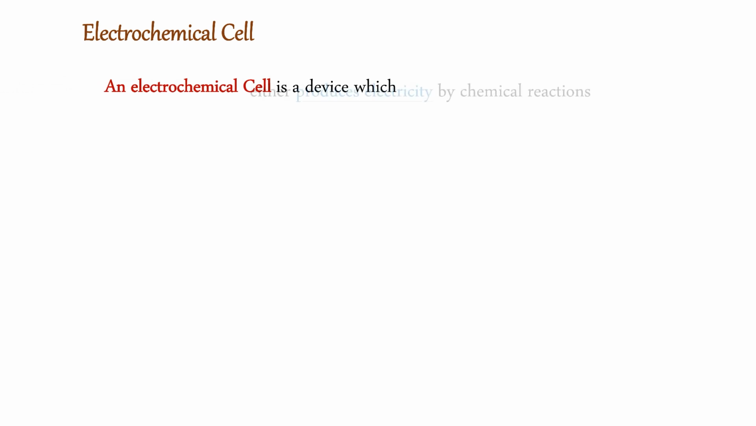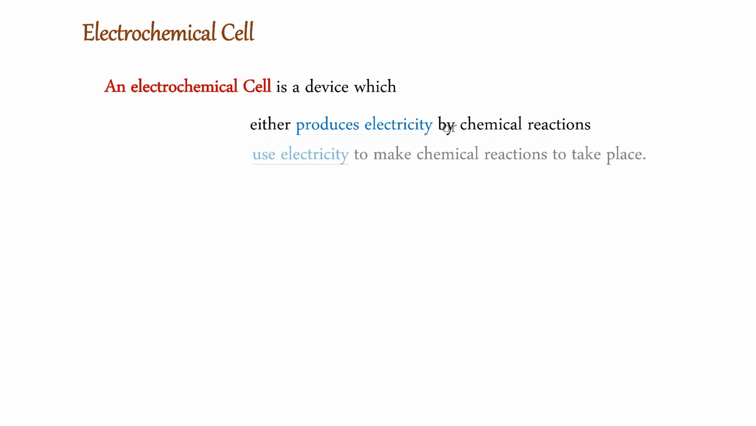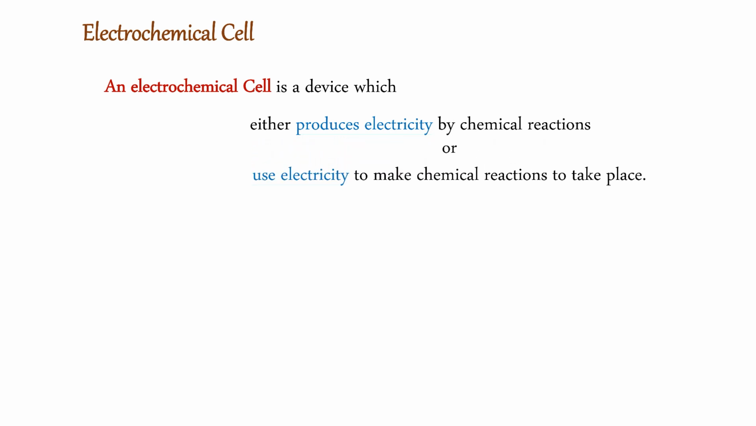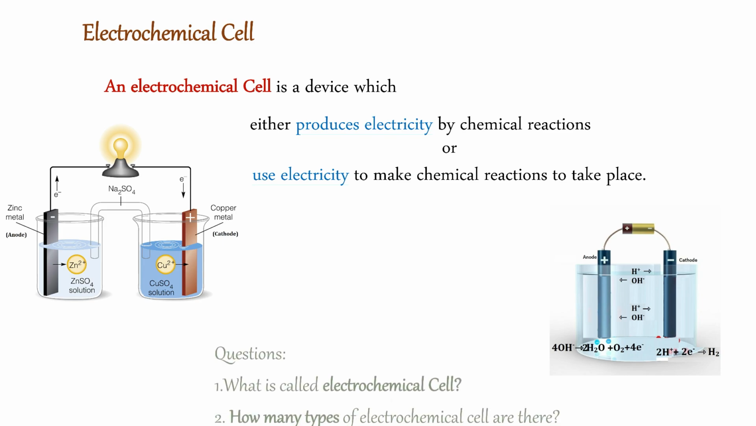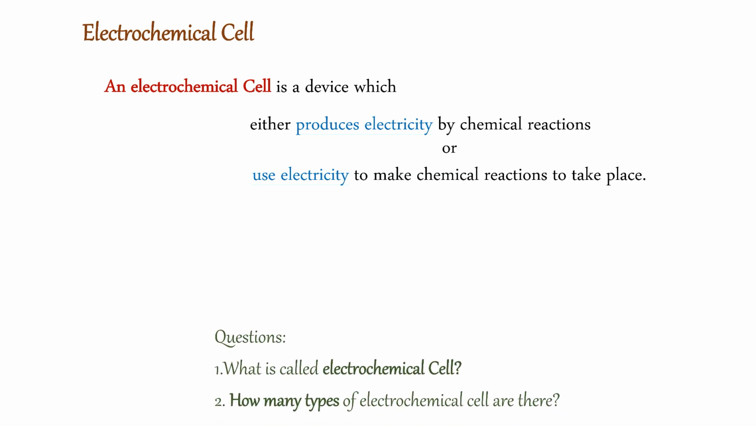Electrochemical cell. An electrochemical cell is a device which either produces electricity by chemical reactions or uses electricity to make chemical reactions take place. Questions. What is called electrochemical cell? How many types of electrochemical cells are there?